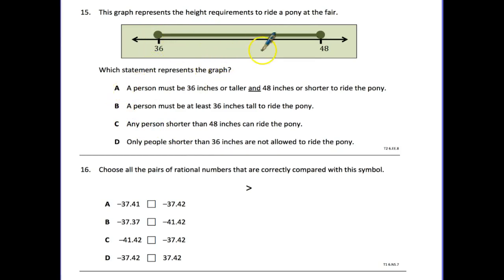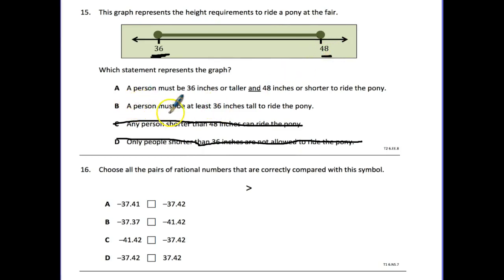Well, that is not true because it's 36 to 48. So it does not only include people who are shorter than 36 inches. Any person shorter than 48 inches can ride the pony. Again, that's not true because I've got a 36 here. So that tells me that's a boundary and this is a boundary. So that cannot be a correct answer.